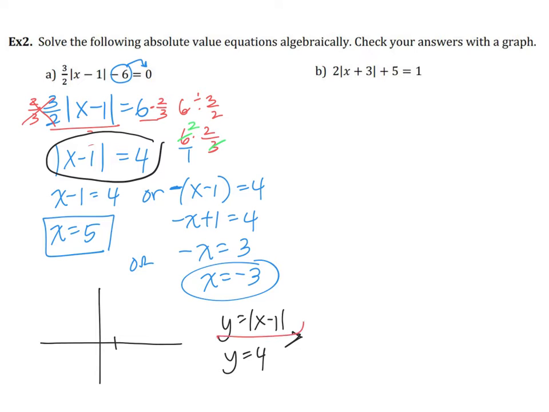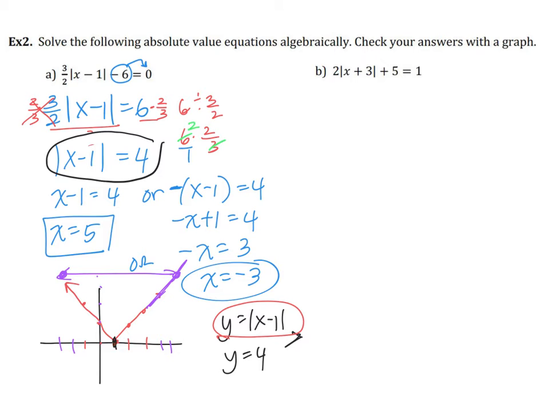Let's do different colors here. So I'll do this in red. And I would go right 1, up 1, right 2, up 2, etc. Or left 1, up 1, left 2, up 2. So that's my absolute value. And then I could go up to 1, 2, 3, 4 and find out where it intersected. So it's going to intersect at 5 and it's going to intersect at negative 3. So yes, our work is actually correct.